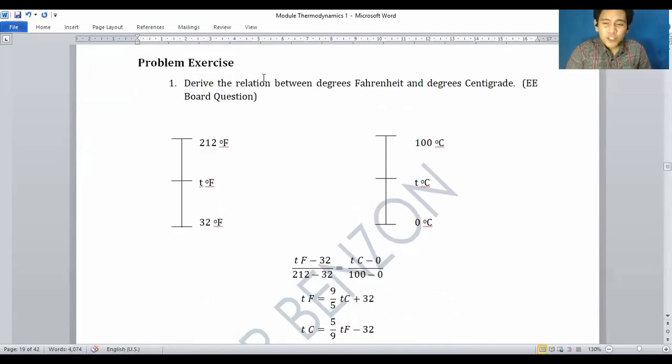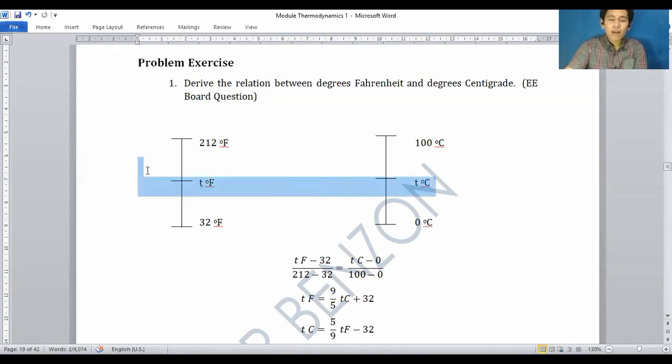Now, here, we should derive the formula of each conversion of temperature. Let's say, for example, the boiling point is 212 degrees Fahrenheit, whereas in degrees Celsius, 100. And the melting point, or let's say the zero, is 32 degrees Fahrenheit and 0 degrees Celsius. Now we denote T as the missing variable, so that is in the middle of the range.